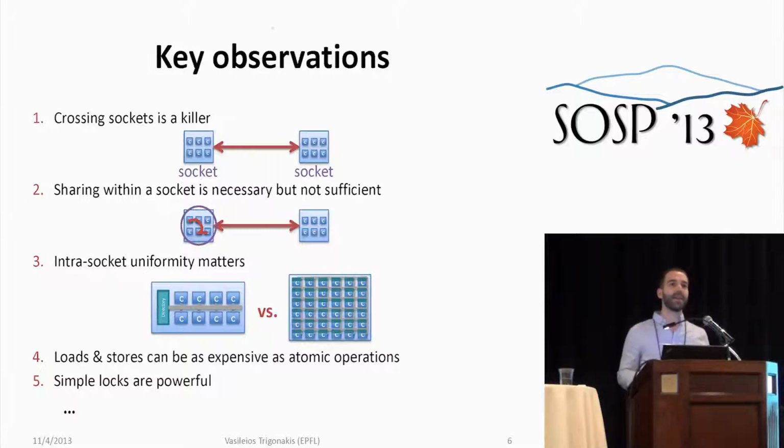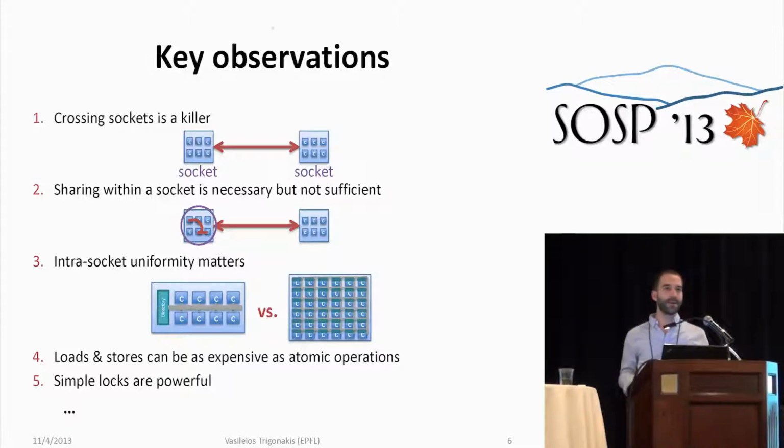Then, regarding intra-socket uniformity, so uniformity on single-socket processors, we saw that it's an important property and that a uniform cache architecture can actually scale quite a bit better than a non-uniform one, even with the slightest degree of non-uniformity. We then measured the latencies of load, store, and atomic operations and showed that on x86 machines, if the data are not locally cached and you need to fetch them from a remote cache, then a load and a store can be almost as expensive as an atomic operation, and therefore we should not always blame the use of atomic operations for all our scalability problems.